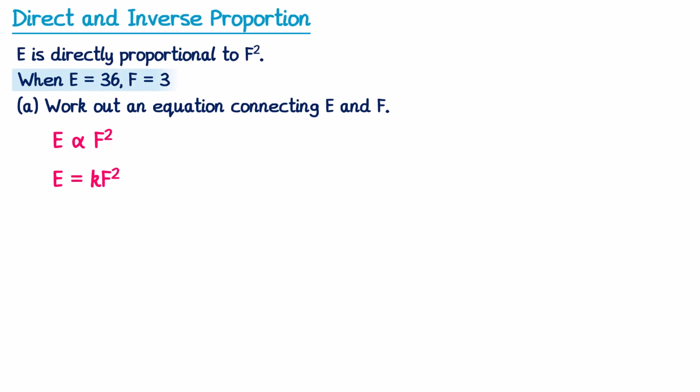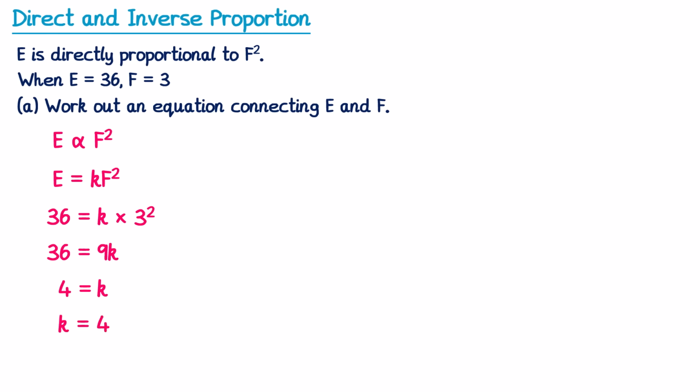We still substitute in these numbers, so let's replace E with 36, and then we have K multiplied by F squared. So rather than multiplying by 3 this time, we're going to multiply by 3 squared. So we have 36 is equal to K times 3 squared, and 3 squared is 9, so this is 9K. Now we can find the value of K by dividing both sides by 9. 36 divided by 9 is 4. So 4 is equal to K, or K is equal to 4.